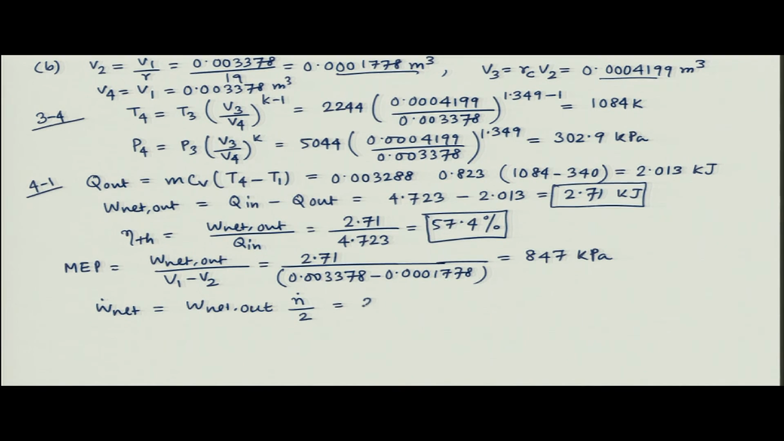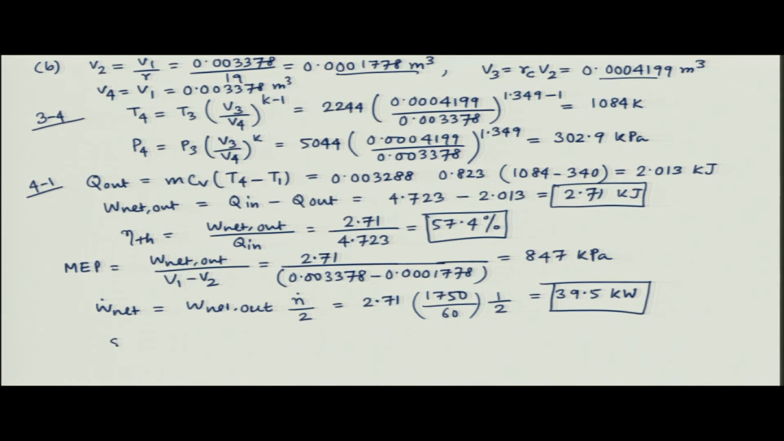So, this is 2.71 kilojoule and n dot is given as 1750 rpm. So, this is 1750, but we have to write it in seconds. So, divide by 60 and there is a 2. So, this should be in kilowatt. So, you will find it as 39.5 kilowatt. So, that is the output of this diesel engine, 39.5 kilowatt.